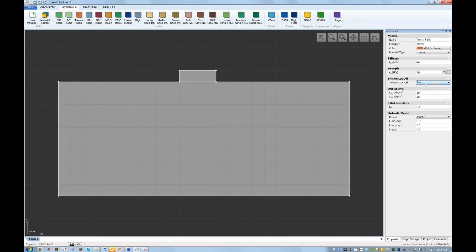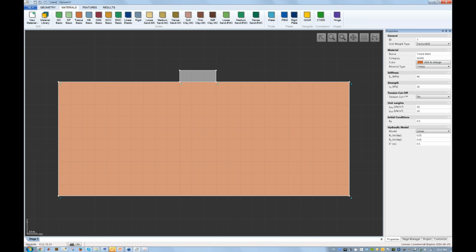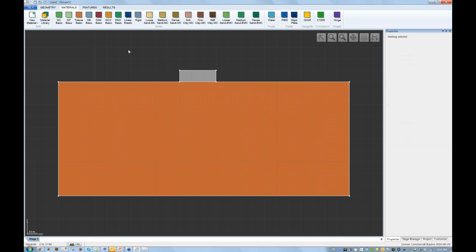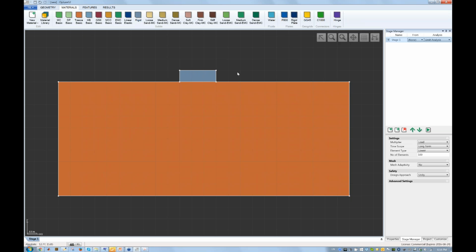We have the possibility to apply a tension cutoff. I won't do that here, but it can be done. Unit weights, something with the initial state, the earth pressure coefficient, and then something with the hydraulic model, which we're not going to use in this example. But to apply the Tresca material to the soil, I can drag and drop it, or another way of assigning materials to domains is to select the domain and then select the material. And here I've selected a rigid material, which is a perfectly rigid material that I'll use to model the footing.